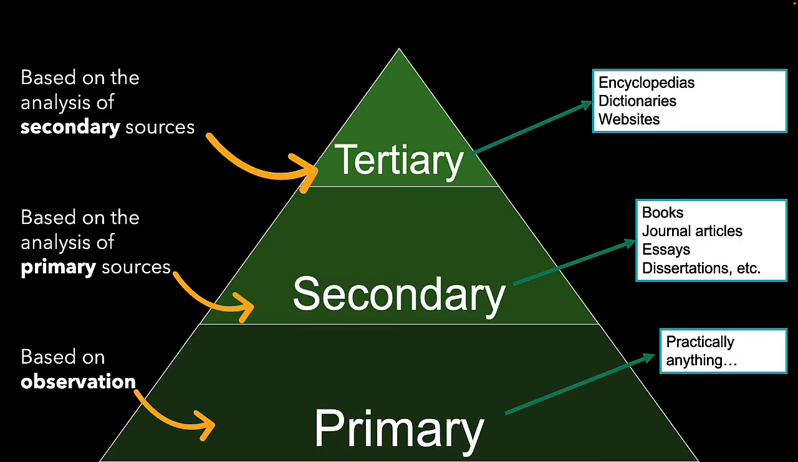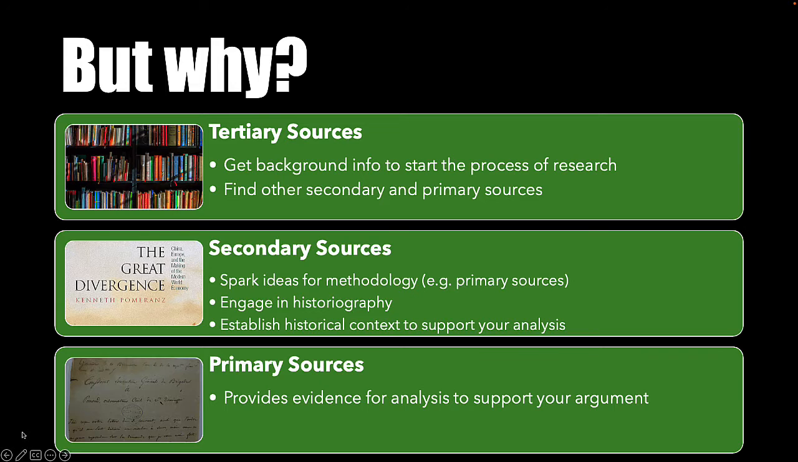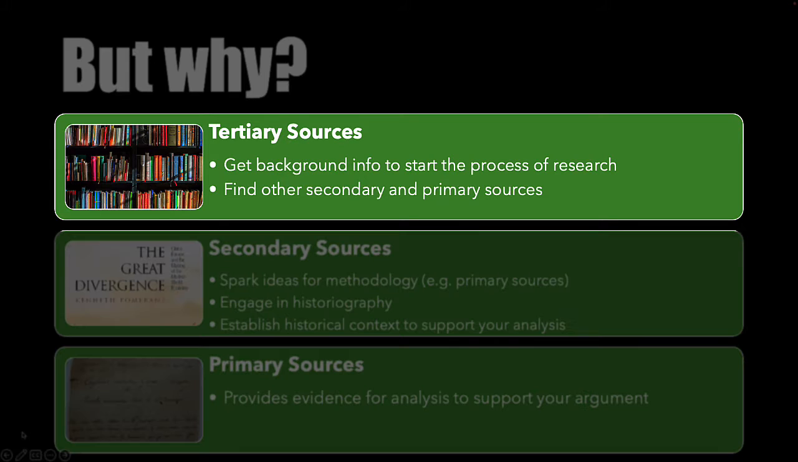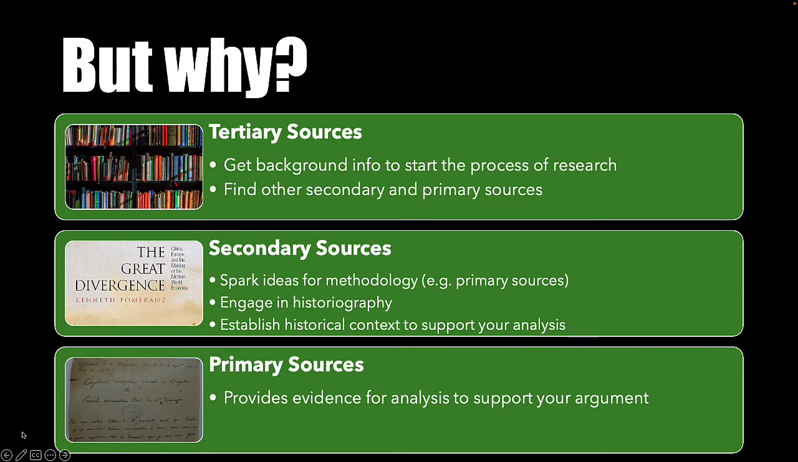So in learning how to find tertiary sources, what we're really learning is how to find encyclopedias and dictionaries and websites, though not so much on that last one. More on that later. Another blast from the past. This slide is also from a previous video, and I used it to explain what the function of primary, secondary, and tertiary sources are for historical research projects. You'll remember from that video that the function of tertiary sources is to provide background information, to help start the research process, and to supply leads to other secondary and primary sources. That's what we use tertiary sources for.